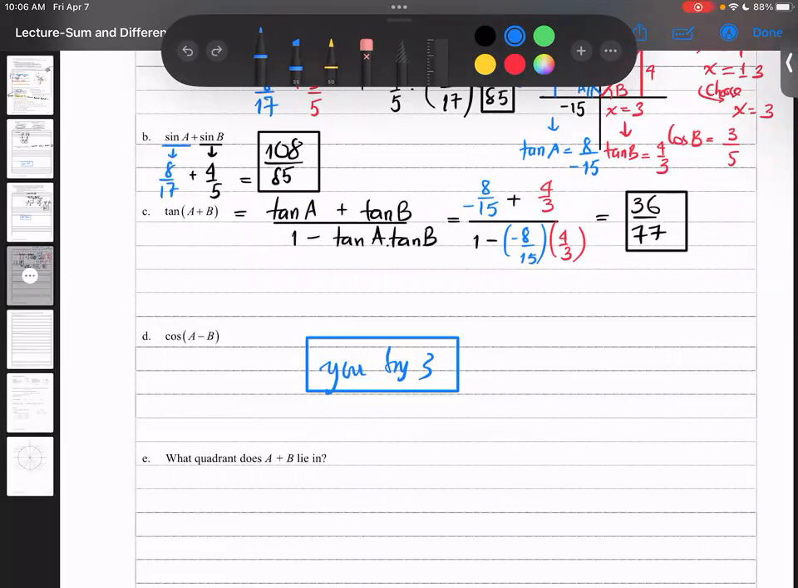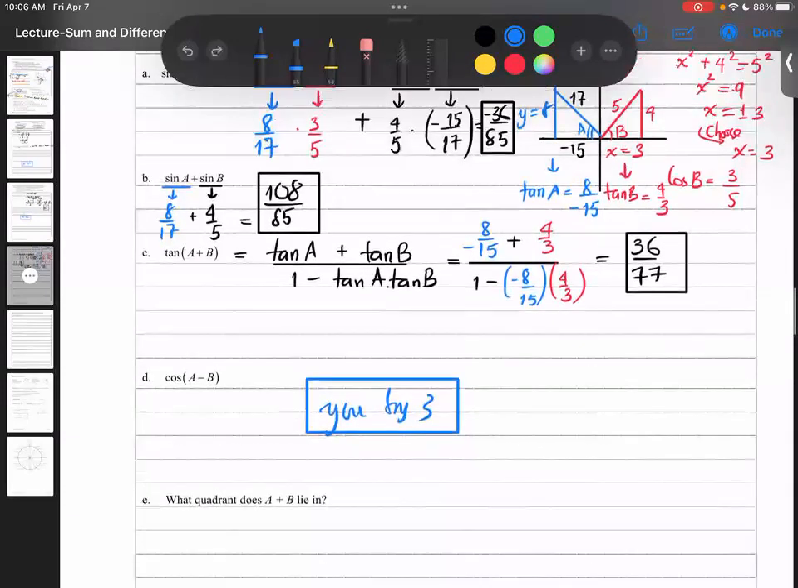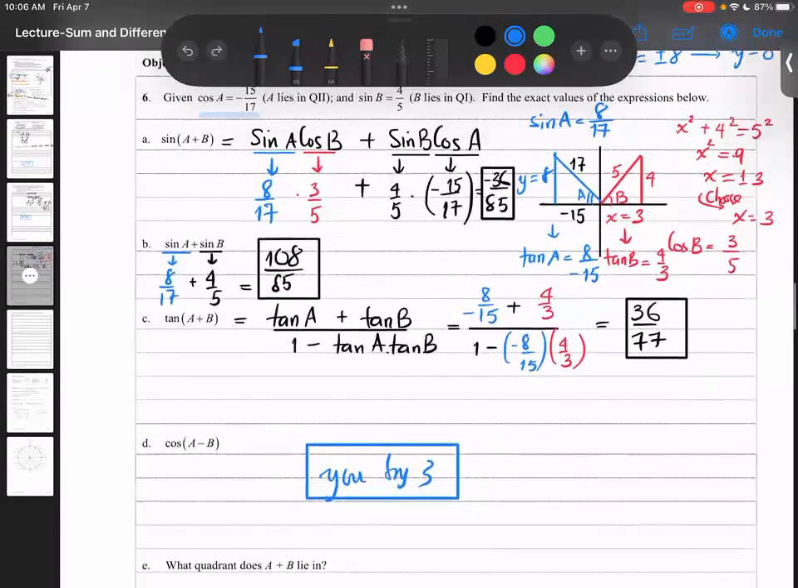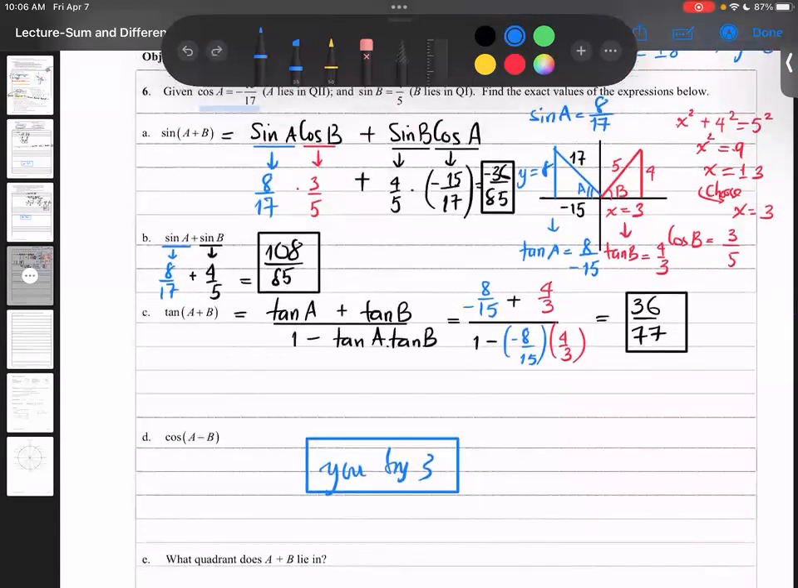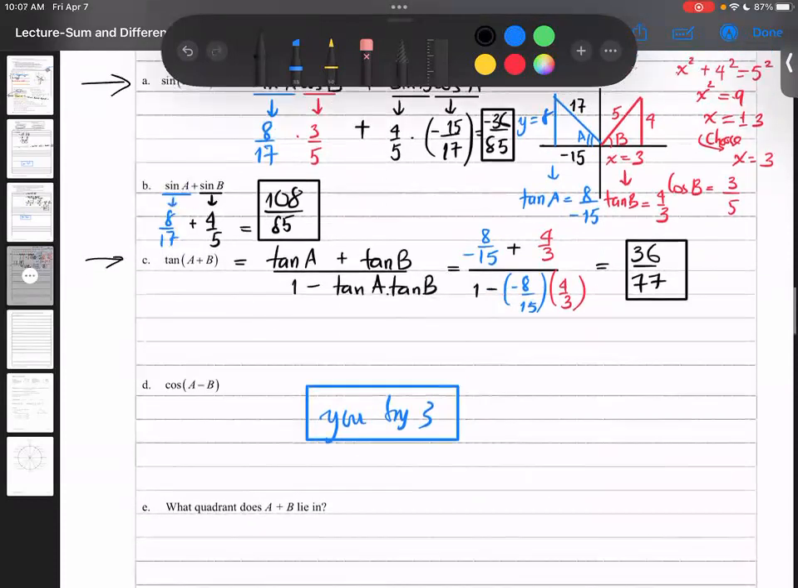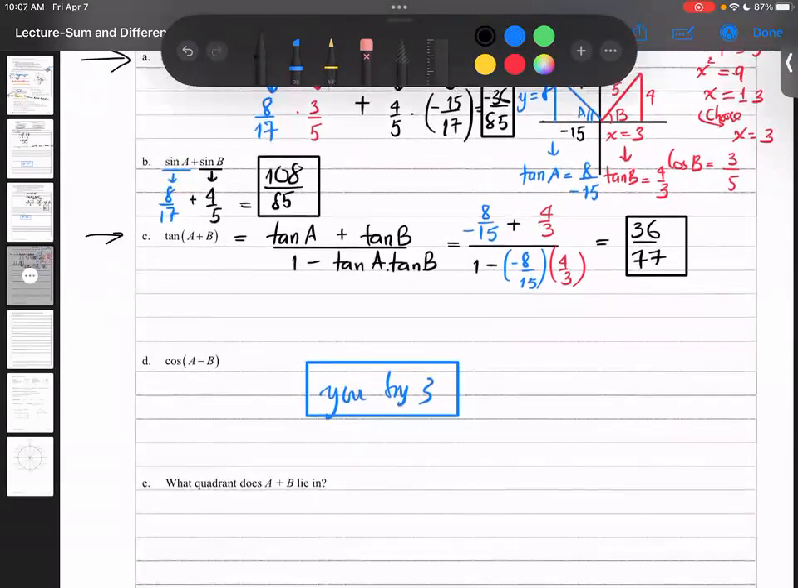Your next question is, what quadrant does A plus B lie in? And you look at the picture. Don't look at the picture. It's very deceitful, right? I want A plus B. I don't want just A and B, right? So your best bet is to pick either this part or this part and then do the inverse, to find out what A plus B is. So let's pick the tangent of A plus B.